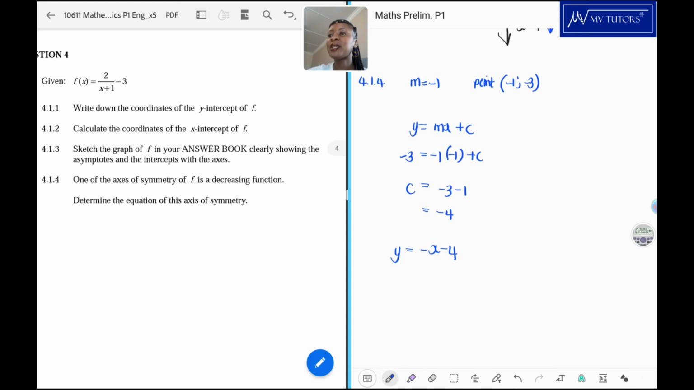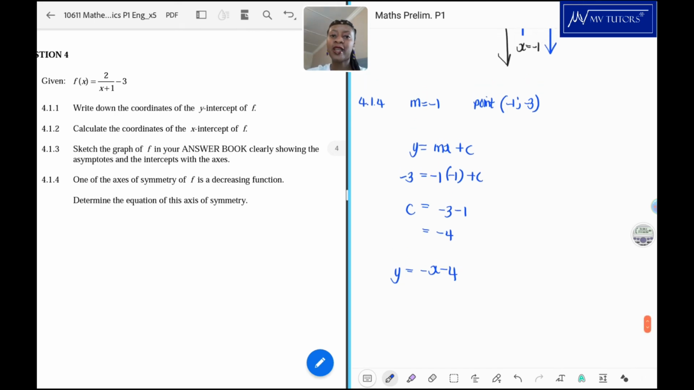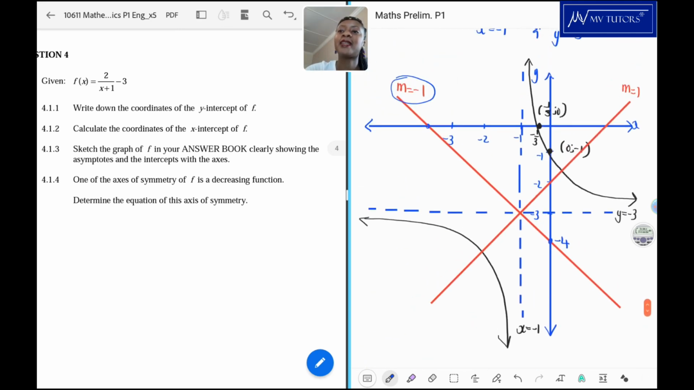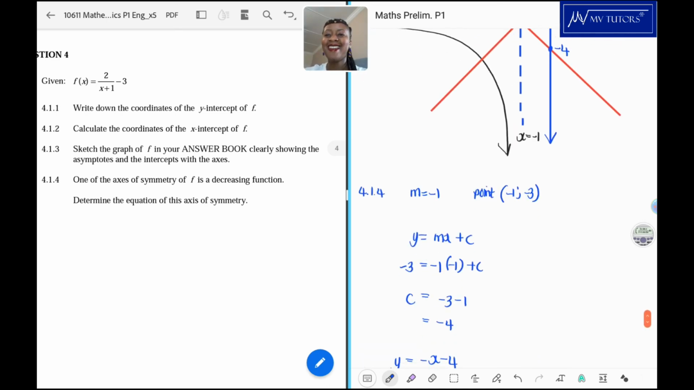Yeah, determine the equation of the axis of symmetry. That's it. They didn't say anything about drawing it. But yeah, the y-intercept should be negative 4 because the y-intercept is c. But if I wanted to get the x-intercept, I'll make y 0, take x to the other side, and it will also be minus 4. Okay, they didn't ask for this information, but I'm just giving it to you.